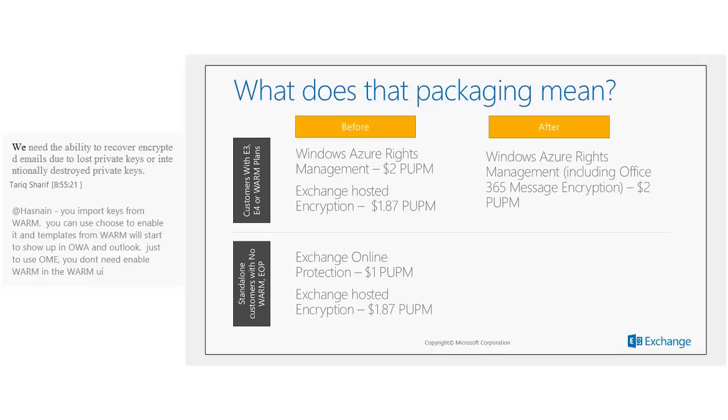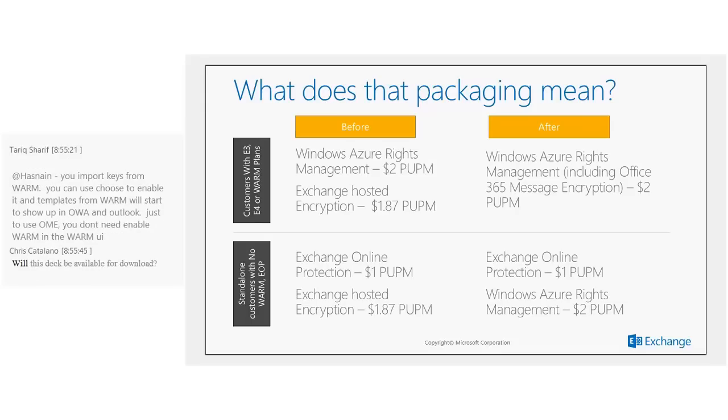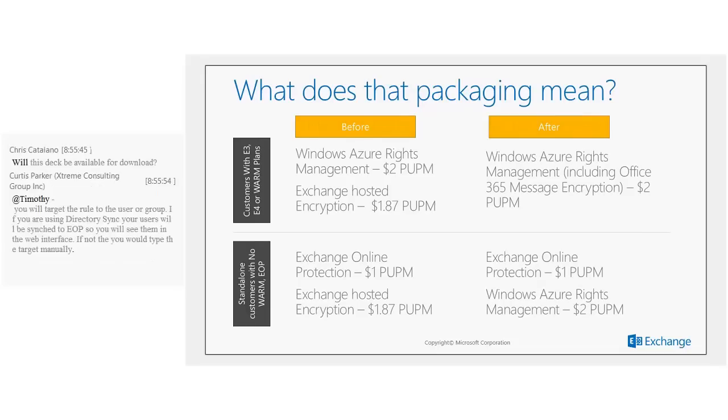the situation was pretty similar, because you were purchasing EOP earlier for $1 per user per month, and also EHE for $1.87. Going forward, you would still purchase EOP because you want your emails to be routed through Exchange Online, but instead of EHE, you would purchase Windows Azure Rights Management, which also gives you the RMS capabilities along with Office 365 message encryption.